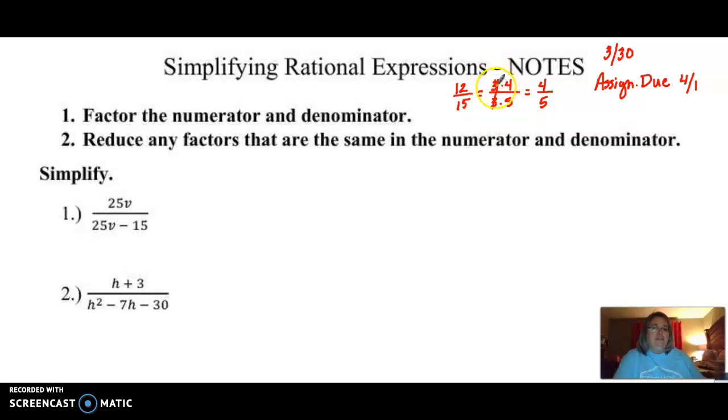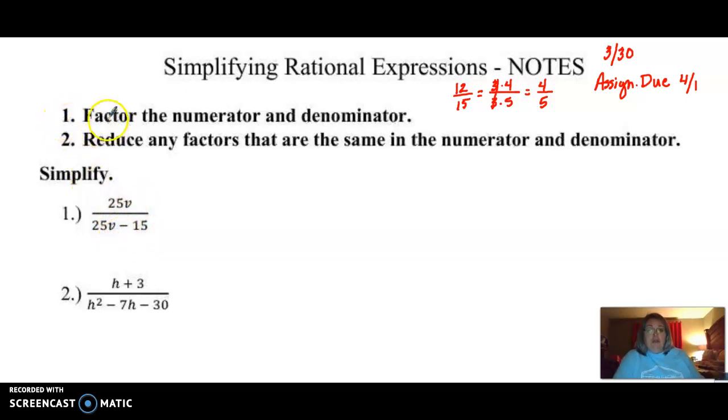Because remember, factors are things that are multiplied and they can be reduced. Things that are added cannot be reduced. Like on this number 1, 25v minus 25 cannot be reduced, not even the 25 and 25, because this subtraction is a super strong bond and we can't break those apart. You can only reduce things that are multiplied.